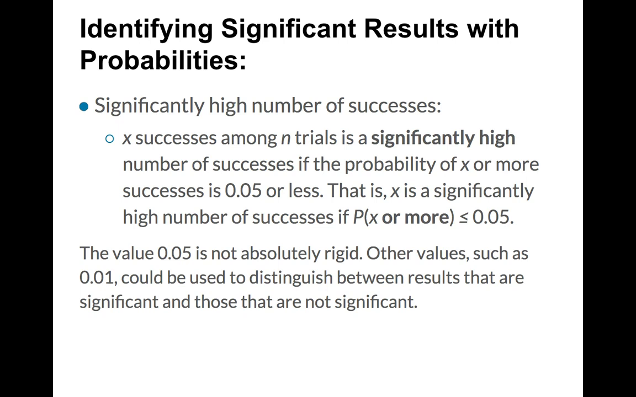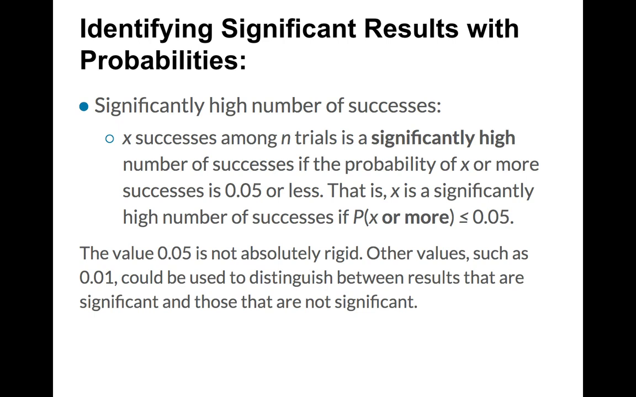Now, this is a really important idea here. This is something that we're going to use a lot because this is something that will help us to identify if something is unusually high or if it's just happened by random chance. Okay, so if we have X successes among N trials, then this is significantly high if the probability of getting that many successes or more is less than 0.05.